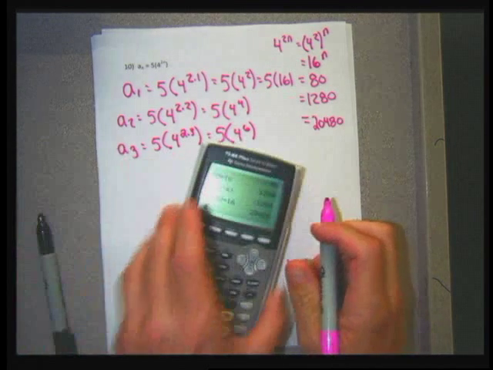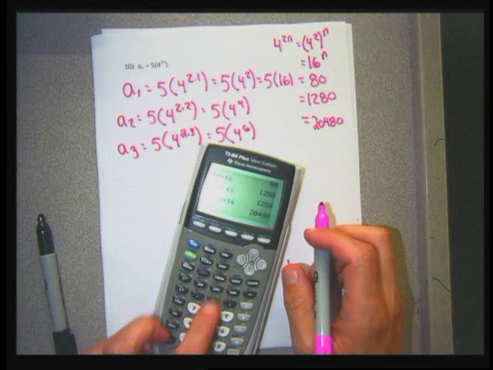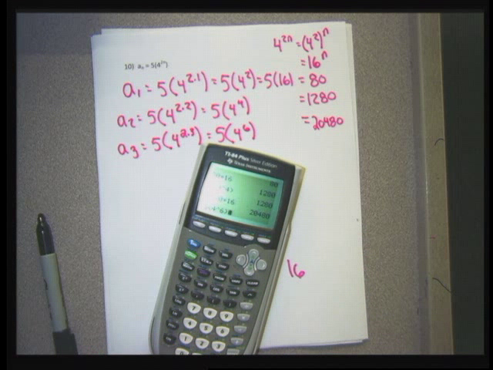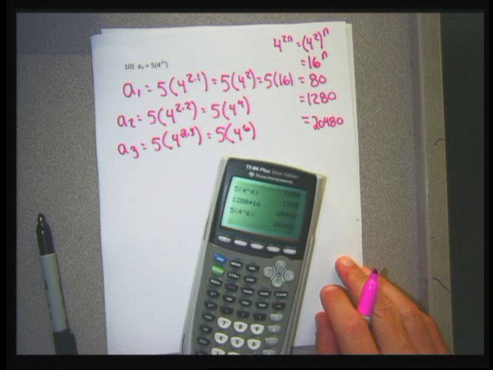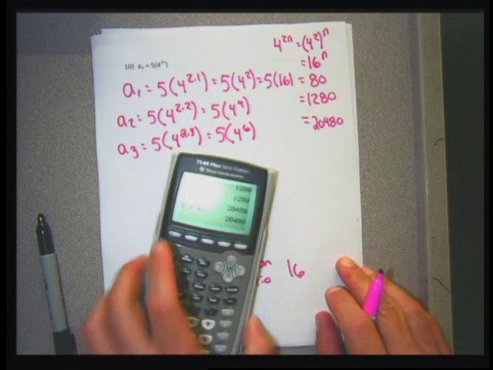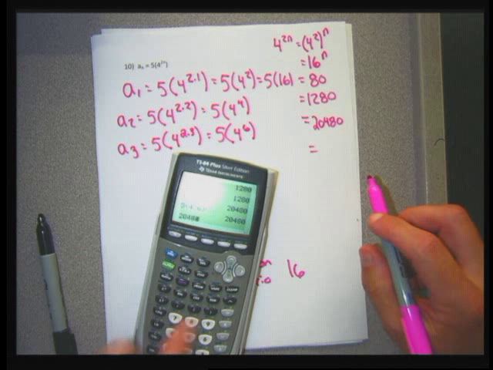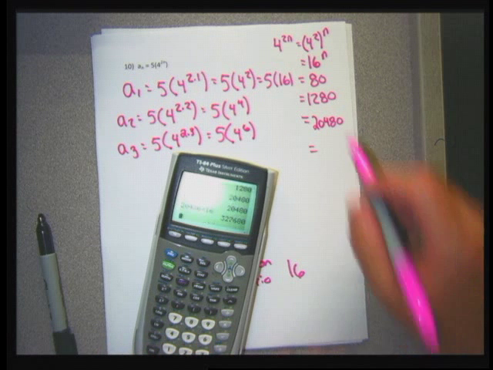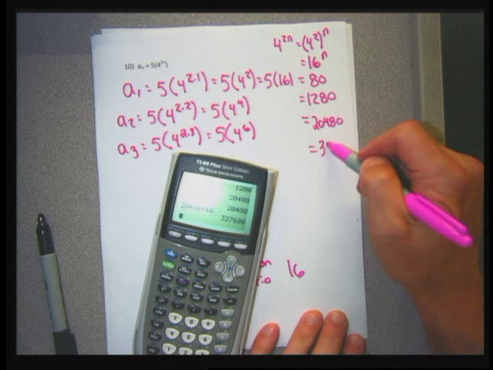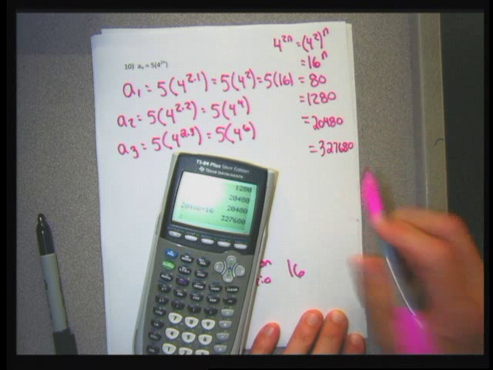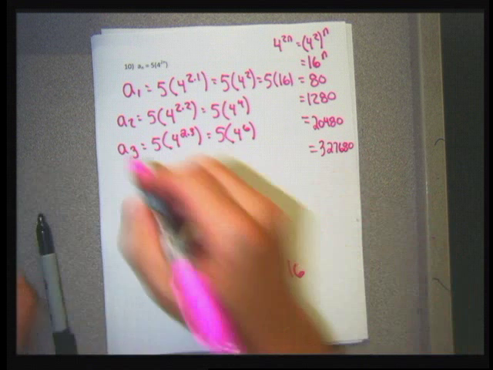Again, I'm going to cheat that and do that all on my calculator. 5 parentheses 4 up arrow 6 power. And when I do that, I get 20,480, just like I knew I needed to have. And the last term should be 20,480 times 16, which is 327,680. And let me get that the long way.